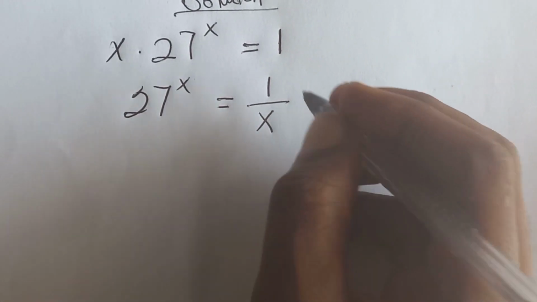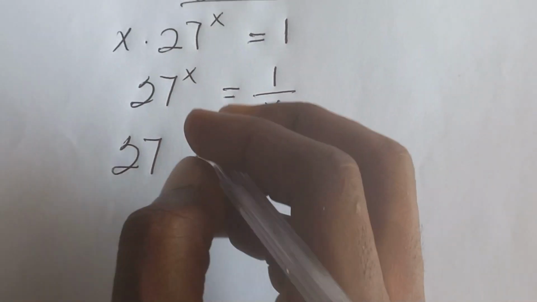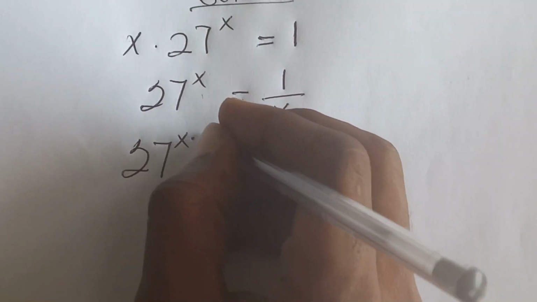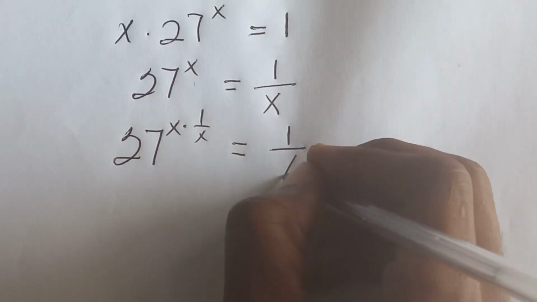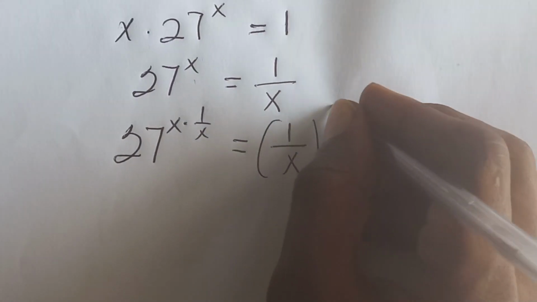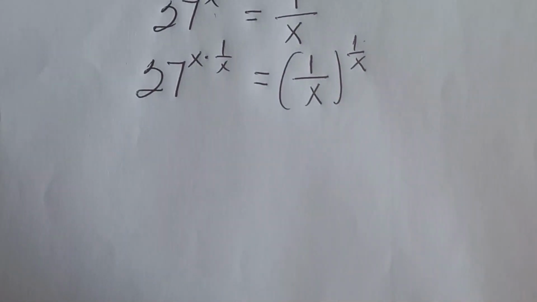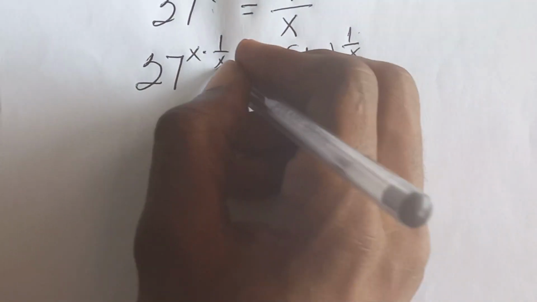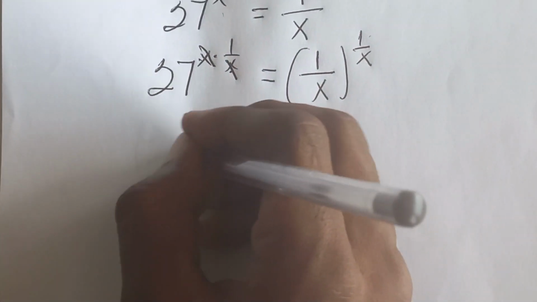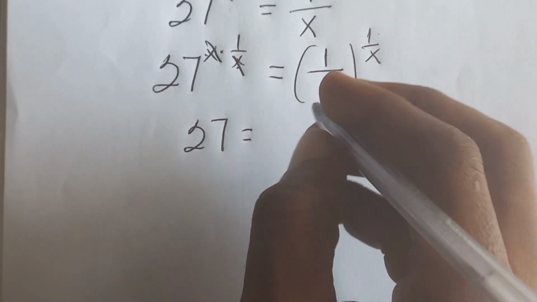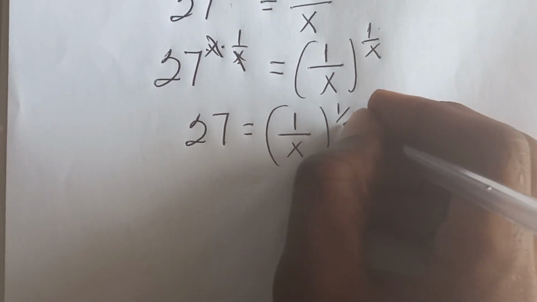So with this, multiply 1 on x with the exponent. So 1 on x exponent 1 on x. Then you know that this will cancel this. Let's take this out. So we have 27 is equal to 1 on x exponent 1 on x.